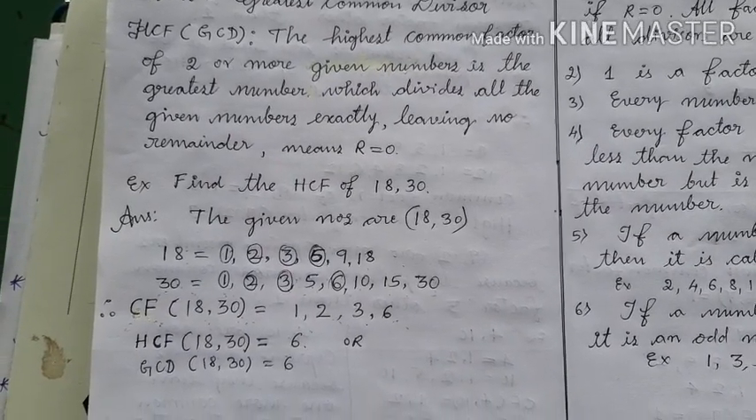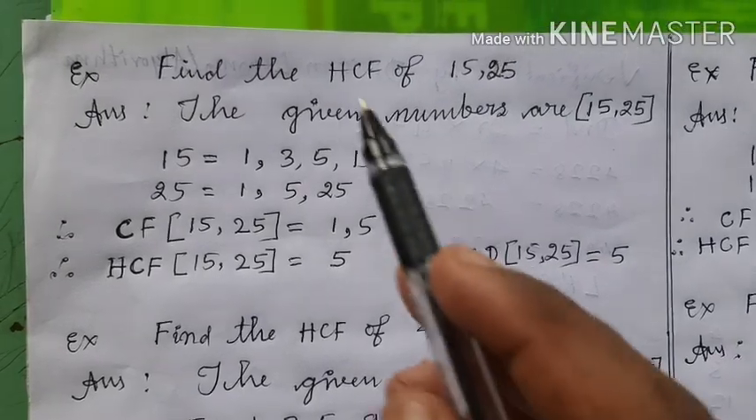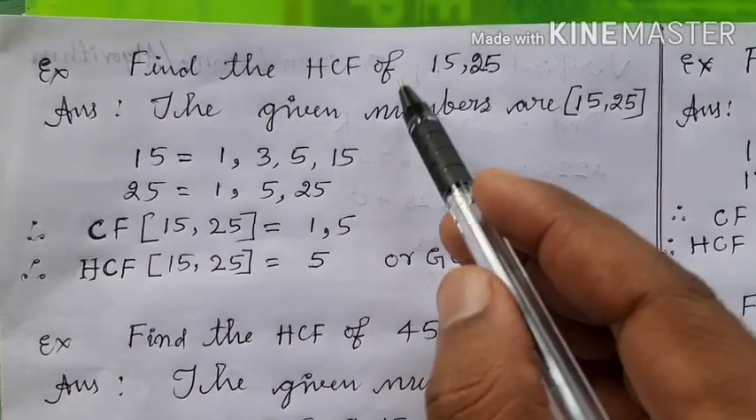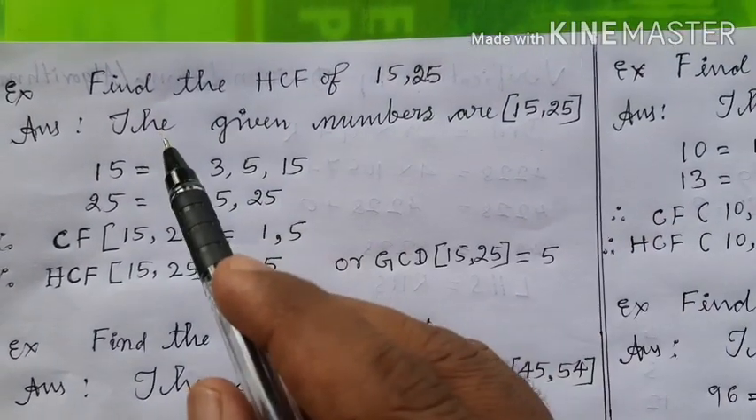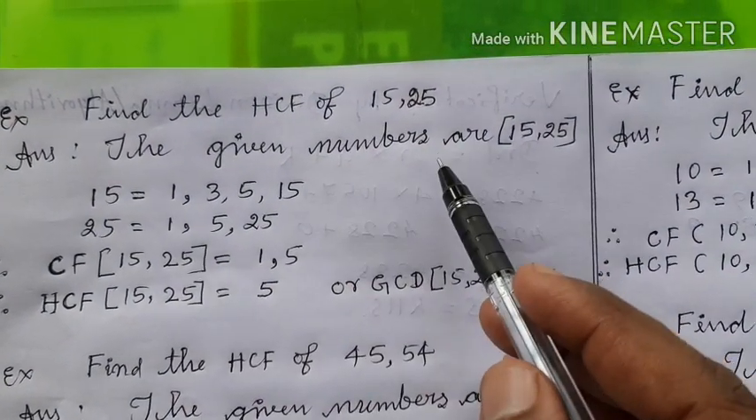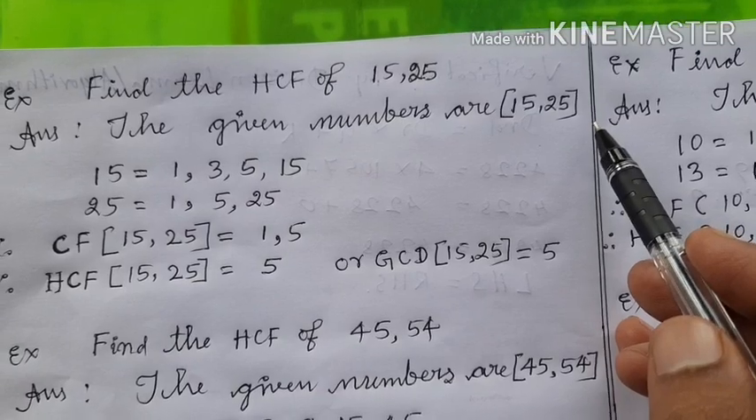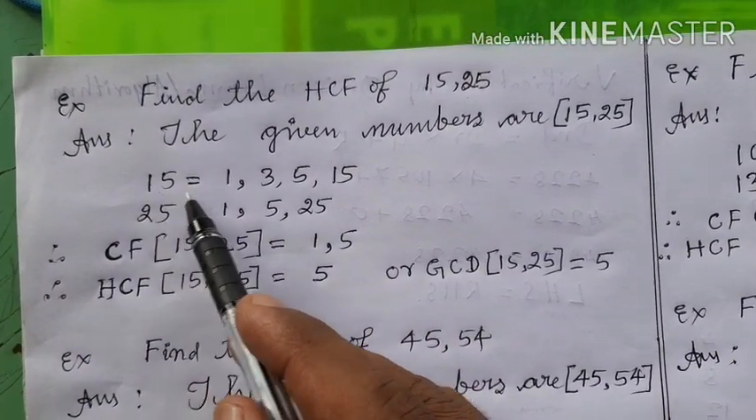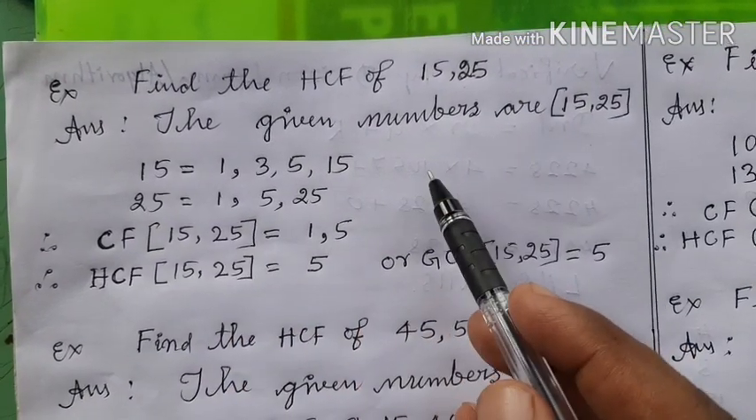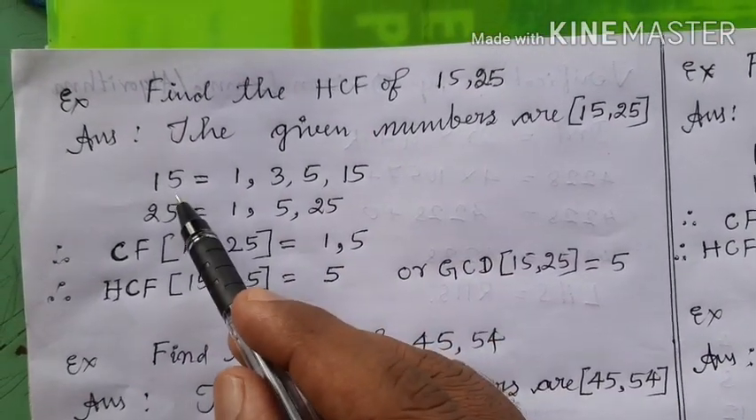Let us take one more example. Find the HCF of 15 and 25. Here children, the given numbers are 15 and 25. First step is to write the factors of 15, or divisors of 15. What are the factors of 15?